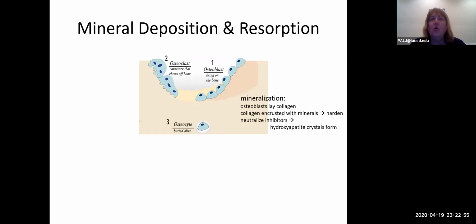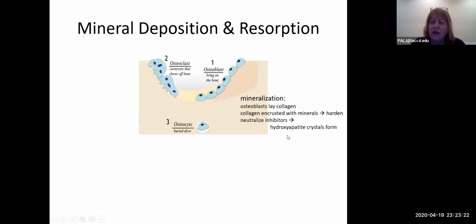And when we're talking about minerals in the bone, typically we're talking about calcium, and the most common thing that the calcium is going to be bound to is phosphorus. And there's a couple of different ways of it bonding. In other words, there's a couple of different chemicals that are formed, but the one that is the most common and most abundant is called hydroxyapatite. So we get hydroxyapatite crystals on the collagen.